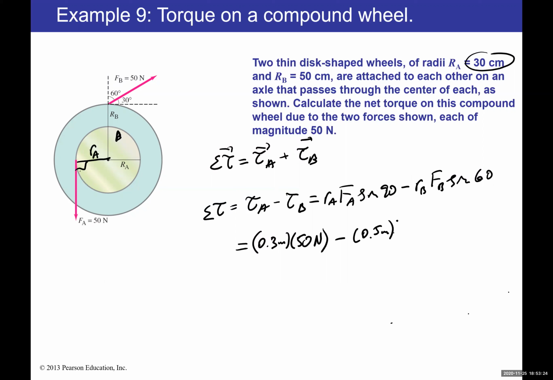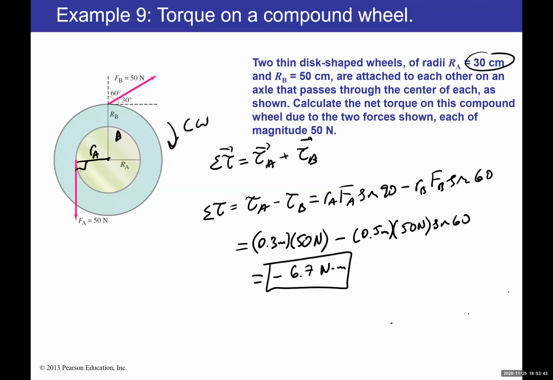All right, so 0.5 meters, then times 50 newtons, then sine of 60. If we calculate this, we're going to get negative 6.7 newtons times meters, which means the net torque is negative. That means this disc will start rotating clockwise, because the net torque is negative, which means the rotation is going to be in that direction.